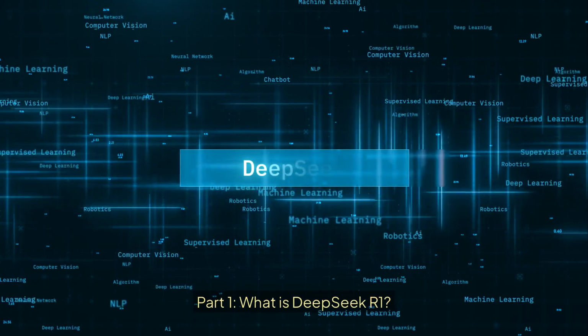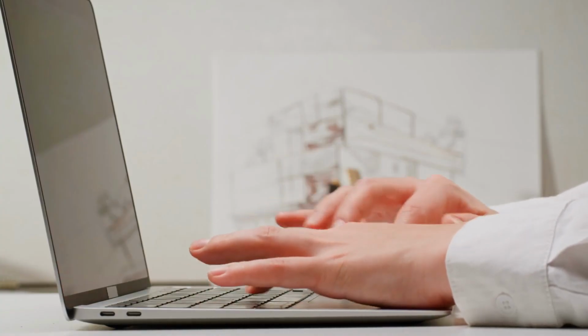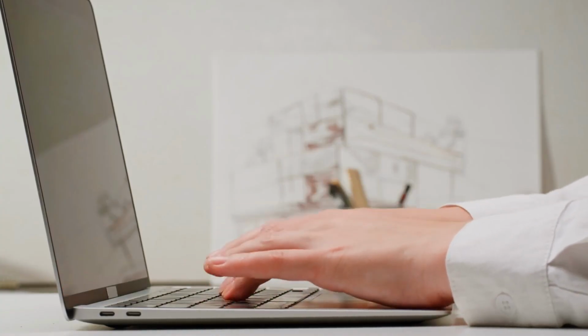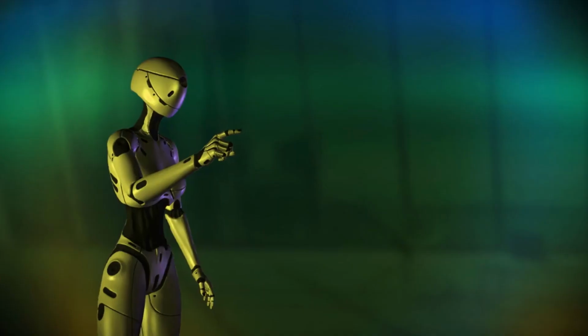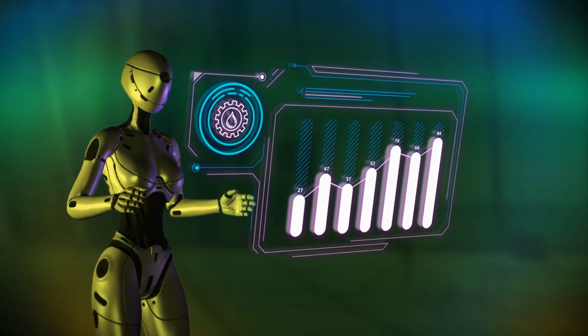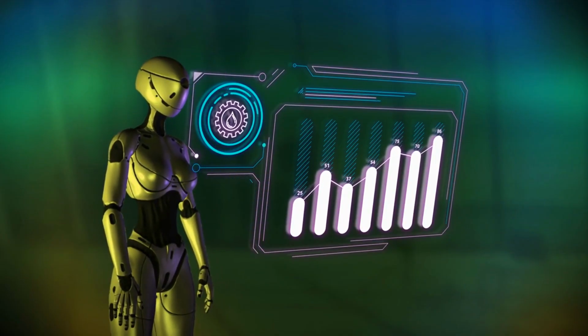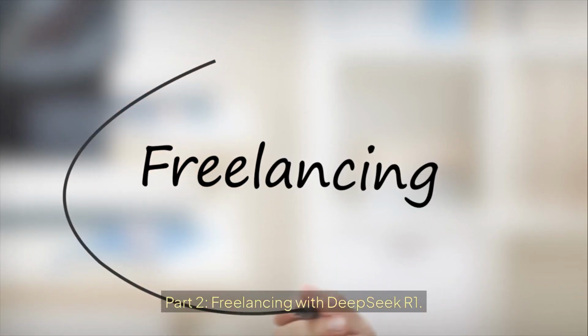Part 1. What is Deepseek R1? Deepseek R1 is an advanced AI platform designed to simplify and enhance tasks like data analysis, natural language processing, and machine learning. It's a versatile tool that can be used across industries, from e-commerce and marketing to content creation and finance. By automating complex tasks and providing actionable insights, Deepseek R1 can help you save time, increase efficiency, and ultimately make more money online.